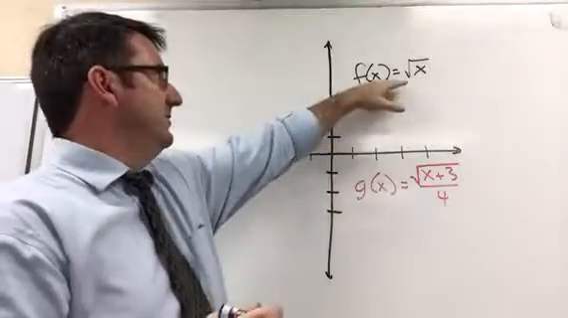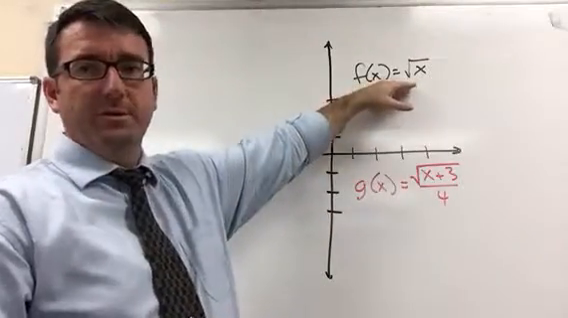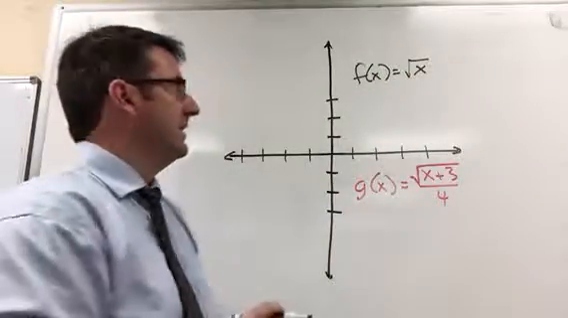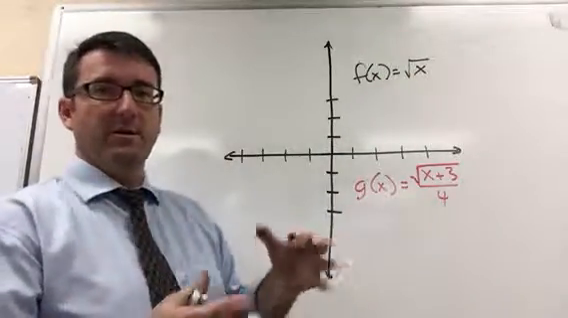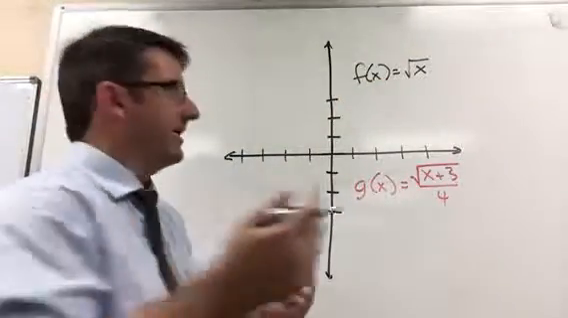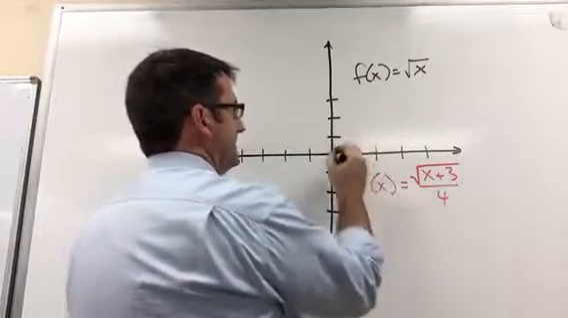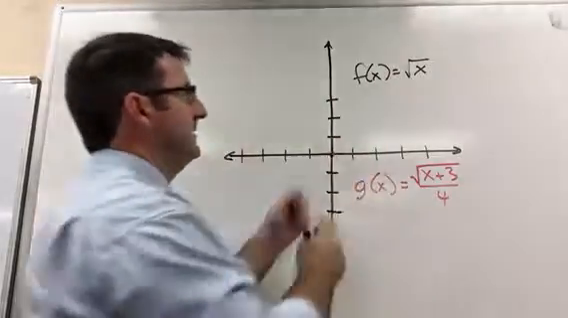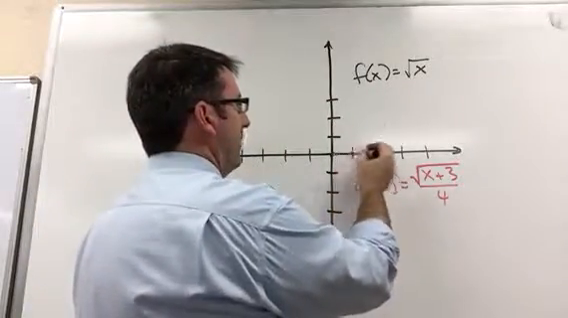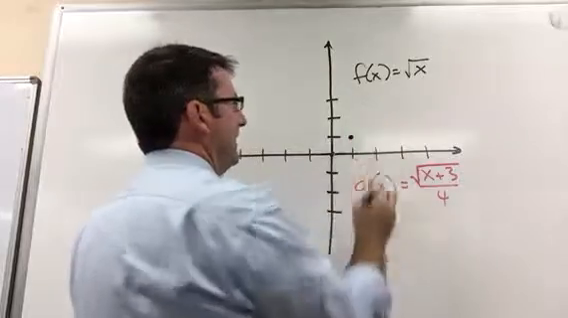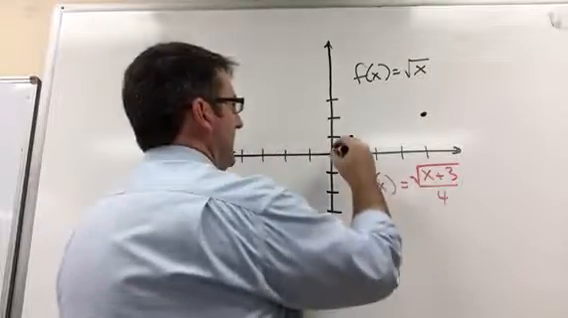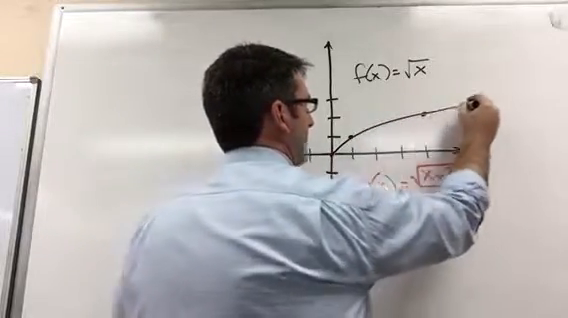And then we're asked to describe what we have to do to f of x to get g of x. So what's the difference between f of x and g of x? What kind of transformations are going on between the graph of f of x and the graph of g of x? So let's start by graphing f of x. This is going to start at the origin, because if we plugged in 0 for x, we get 0. If we plugged in 1 for x, we're going to get 1. And if we plugged in 4 for x, we're going to get 2. And this graph is just going to continue going off like this.